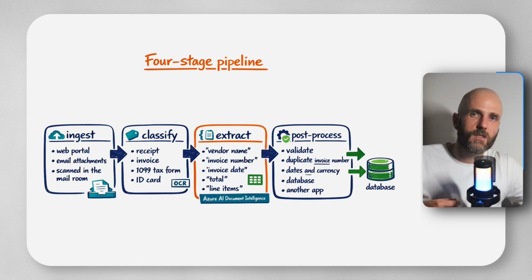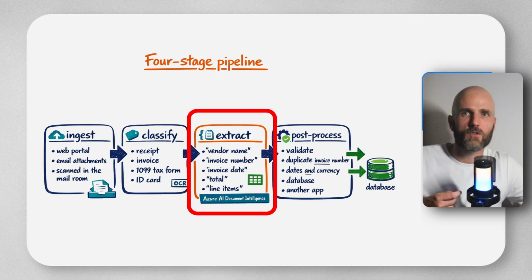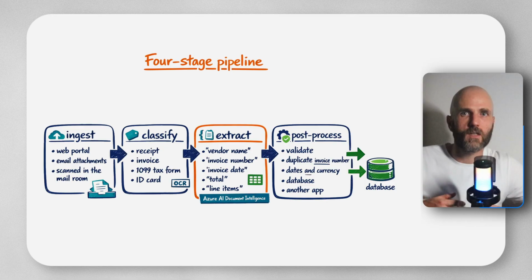And then stage three is extract. This is the part most people actually care about. I don't want a big text blob. I want vendor name, invoice number, invoice date, total, line items, as proper fields. This is the stage Azure AI Document Intelligence is built for.